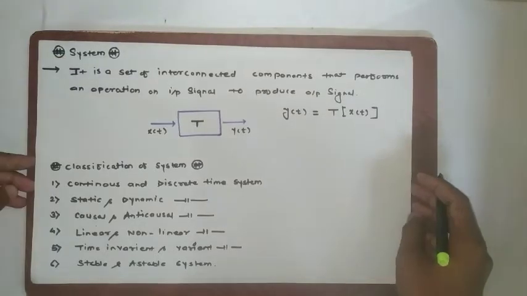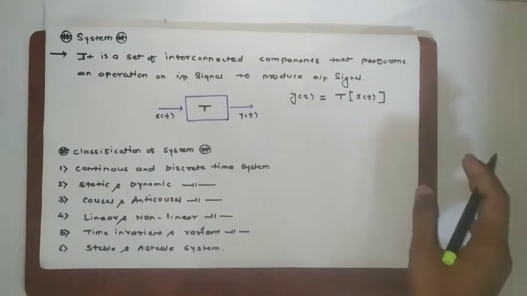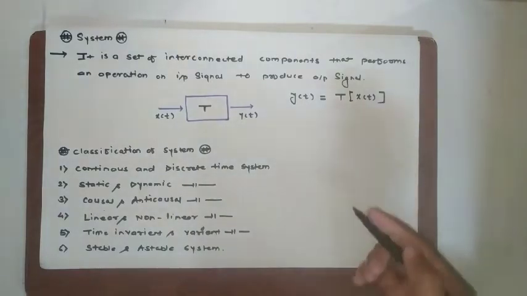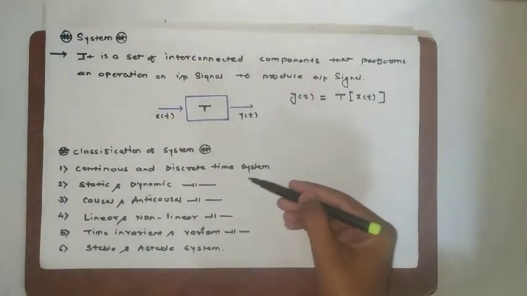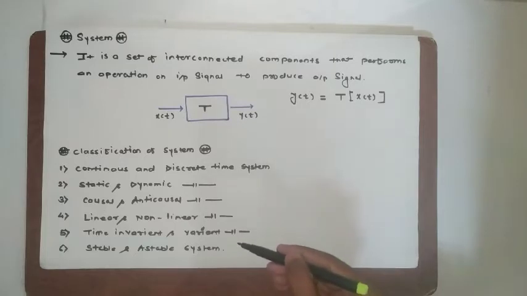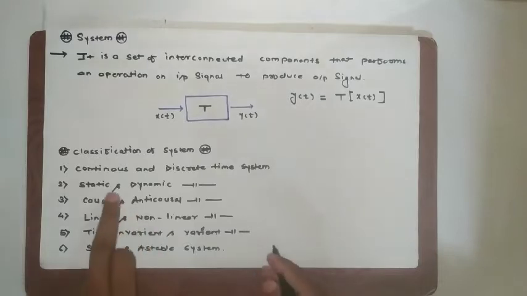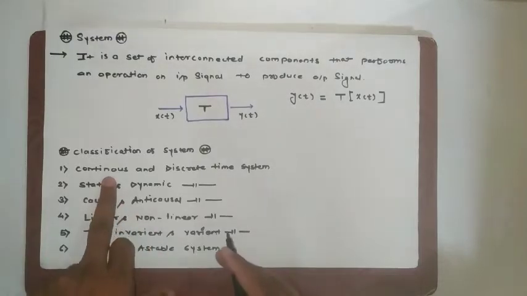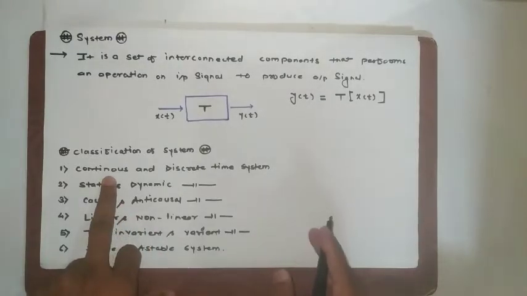Now when I come to the classification of systems, we have sets of systems, including continuous and discrete, static and dynamic, causal and anti-causal, linear and non-linear, time invariant and time variant, and stable and unstable systems. So let us define the first one, continuous and discrete time system. Now how can you define it?